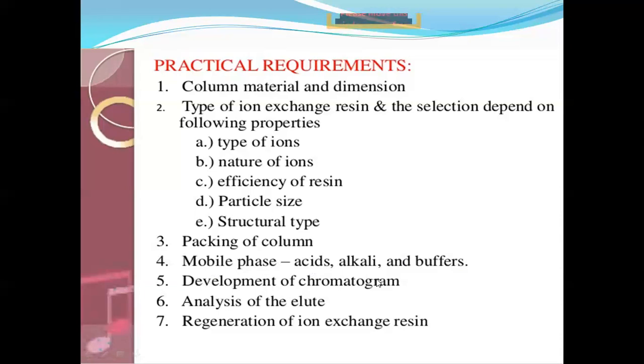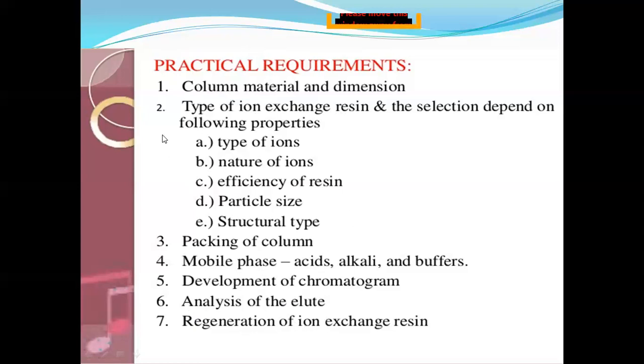Next, development of the chromatogram. After introducing the mobile phase, what happens? The chromatogram is developing, which means the separation of components takes place. It is also known as the elution process. Then after elution, we collect the eluate and analyze it. Once the whole process is executed, our resin is no longer usable, so the ion exchange resin is exhausted. If you want to use it again, you need regeneration of the ion exchange resin. After regeneration, we can again use the resin for separation.